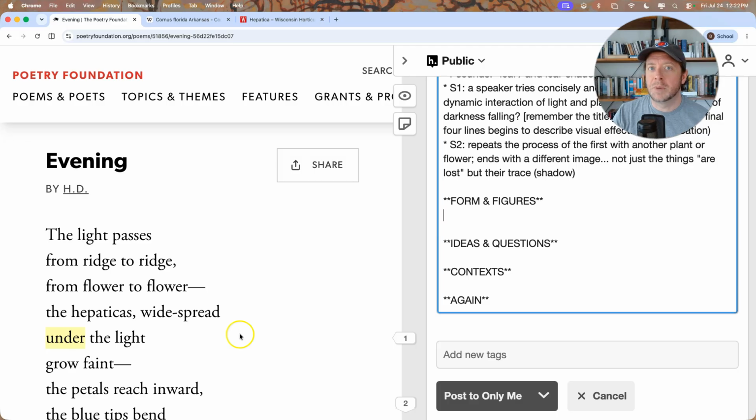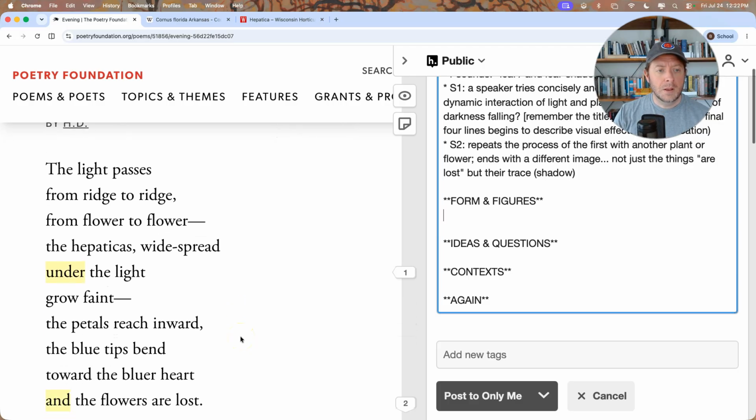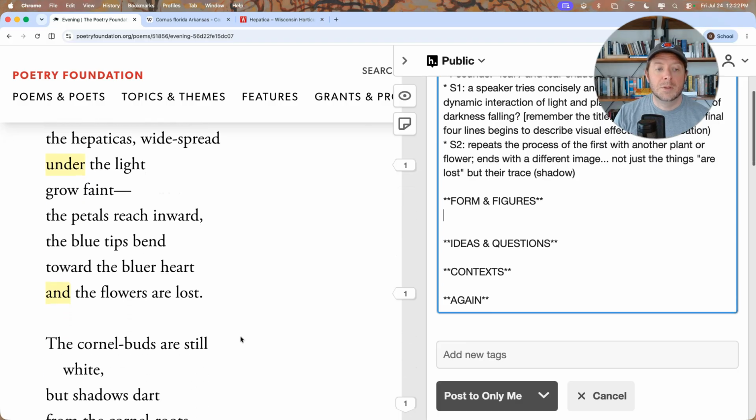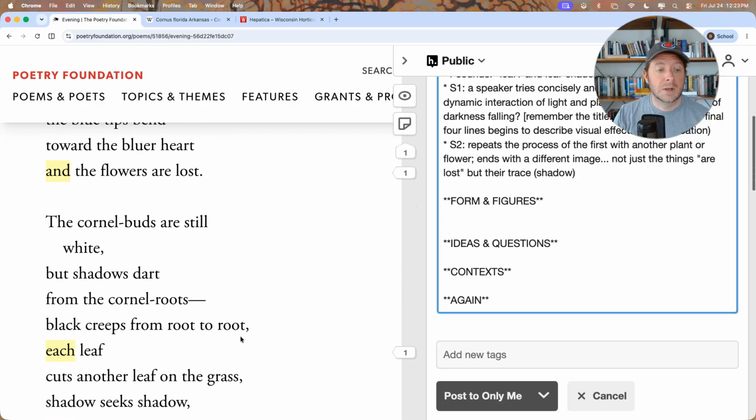So this is Evening by HD. The light passes from ridge to ridge, from flower to flower. The hepaticas, widespread under the light, grow faint. The petals reach inward, the blue tips bend toward the bluer heart, and the flowers are lost.